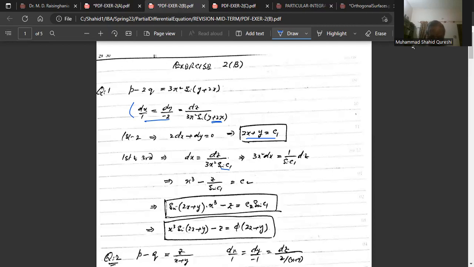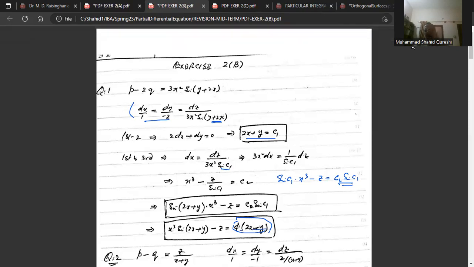So we can write this solution as what? Multiply throughout by sine c1, that makes it sine c1 into x cube minus z is equal to c2 sine c1. Now on this side, I don't need to change anything, but I know that this is a function of 2x plus y, because c1 is 2x plus y, so sine of 2x plus y is involved here. So this right hand side is a function of 2x plus y, and on the left hand side, sine c1, where c1 is 2x plus y, so we put it back: x cube into sine of 2x plus y minus z is equal to this. So in this type 2, one of the solutions is obtained in the same way as we get a solution curve in type 1. And this first solution is then used to develop other solutions.